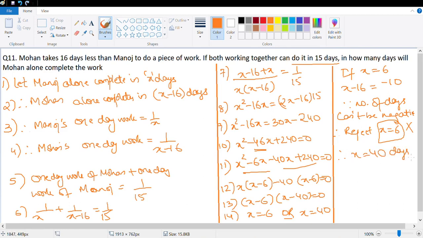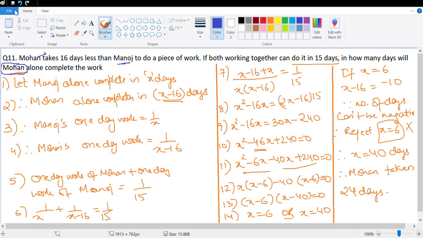Now let's read the question. In how many days will Mohan... So Mohan has taken x minus 16. Therefore, Mohan takes x minus 16, which is 40 minus 16, which is 24 days. Perfect. This is what I call a tail question, where what we were finding out was x, but they don't want x, they want x minus 16. In fact, we could have taken Mohan as x, then Manoj would have been x plus 16.